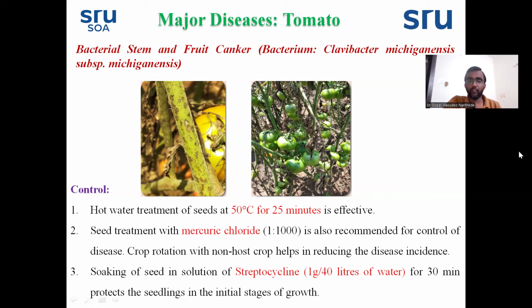Then crop rotation with non-host crops, that is non-solanaceous crops, will lead to reduction of this disease incidence. Then you can soak the seed in streptocycline solution with a dose of 1 gram per 40 liters of water for 30 minutes. That will protect the seedlings in the initial stages of growth, if you soak the seeds in streptocycline solution for 30 minutes.